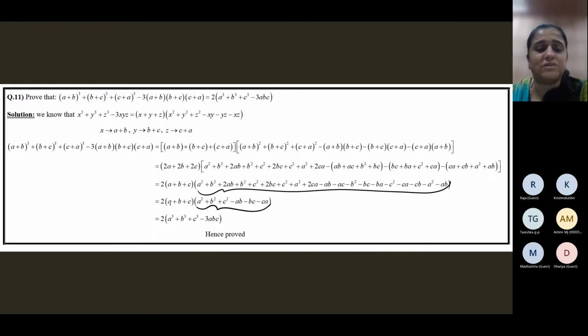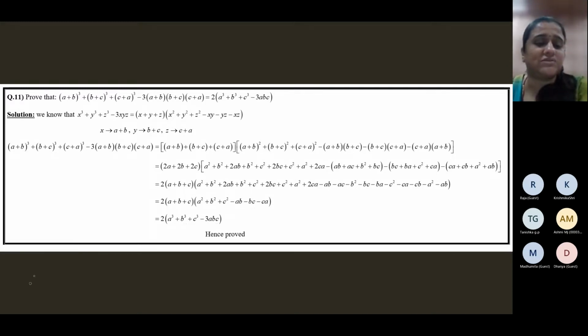And what is (a plus b plus c) into (a square plus b square plus c square minus ab minus bc minus ca)? It's a cube plus b cube plus c cube minus 3abc. This product is nothing but a cube plus b cube plus c cube minus 3abc. That is only (a plus b plus c) into (a square plus b square plus c square minus ab minus bc minus ca). That's it. That's the RHS. Yes, children, please write down. This is the identity used here.